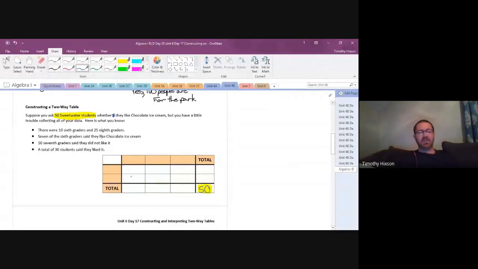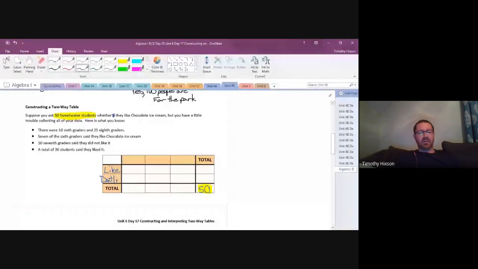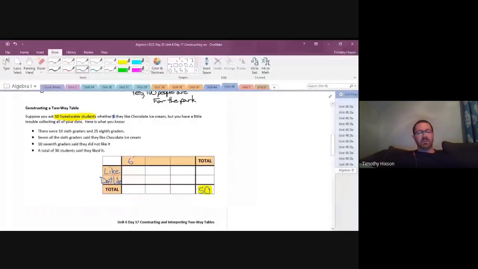So how do we set up our columns and our rows? We've got to think about the two things that we would have to ask them. And you might say, well, we only asked them one thing. Do they like chocolate ice cream? Well, what's the alternative? They like it or they don't like it. Well, what was the other thing we asked? We know they're all Sweetwater students, but we were keeping track of which grade these kids were in. So we're going to separate this into sixth graders, seventh graders, and eighth graders.